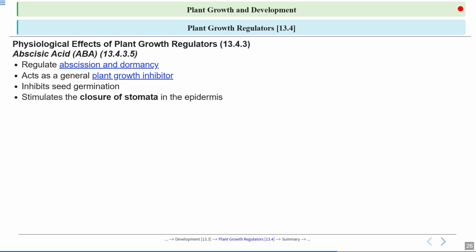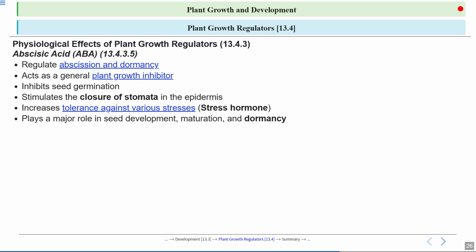It stimulates the closure of stomata in the epidermis. It does not allow the stomata to open, right? So in stress conditions, it allows the stomata to close. Under water stress conditions, it increases the tolerance against various stresses like water stress. That is why it is called the stress hormone. It plays a very important role in seed development, maturation and dormancy of the seed. It keeps the seed in a dormant stage, right? So it works as an antagonist to gibberellic acid.